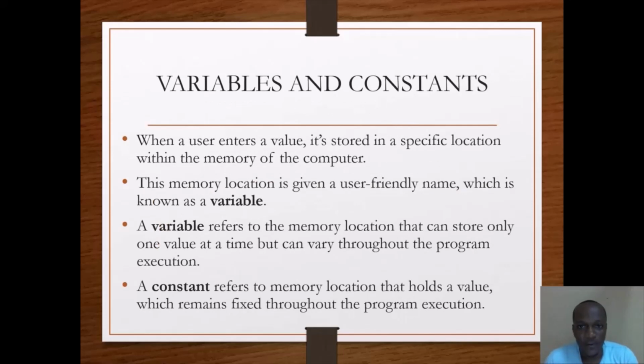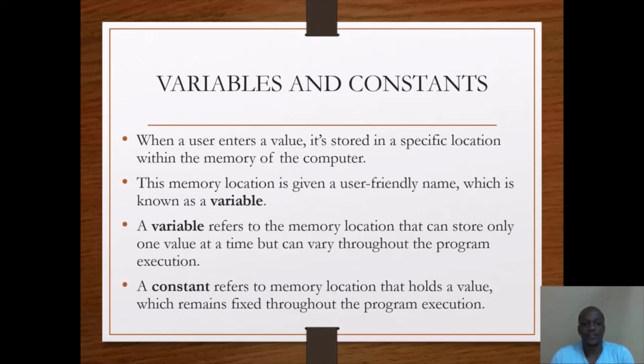Firstly, let us look at variables and constants. So what is a variable? Let us assume a user enters a value. That value is stored in a specific location within the memory of a computer. The friendly name we give to that memory location is what we call a variable. So generally, a variable is a memory location that holds a value.